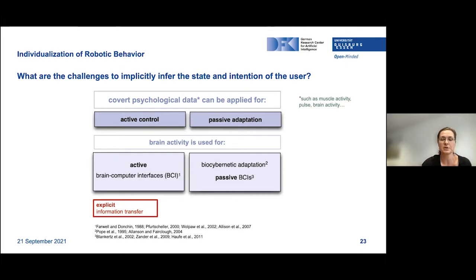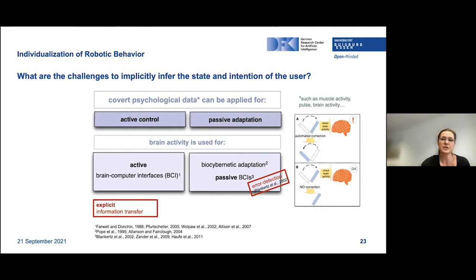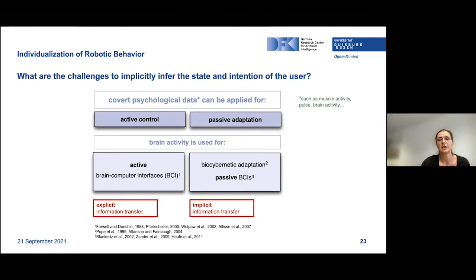The other example is passive adaptation. It's called biocybernetic adaptation, passive BCI. There are many different ways to call it. An example is the error-related potential, an early work of Blankertz, the example that I showed before, where you can read from the EEG whether there was an error in the interaction or not, and you can use that to correct a system implicitly. So you don't have to tell the system, but you can read that from the brain. And that's more implicit information transfer.